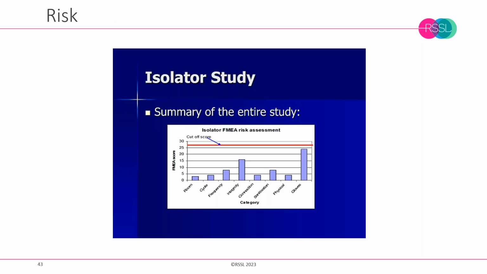It's also useful, and my final comment is that we need to undertake risk assessments of the isolator, and we need to look at all the different elements and undertake activities like failure modes and effect analysis, and we can score the different risks. And on this illustrative slide here, you can see that gloves, as I mentioned right at the beginning, are one of the fundamental biggest risks.